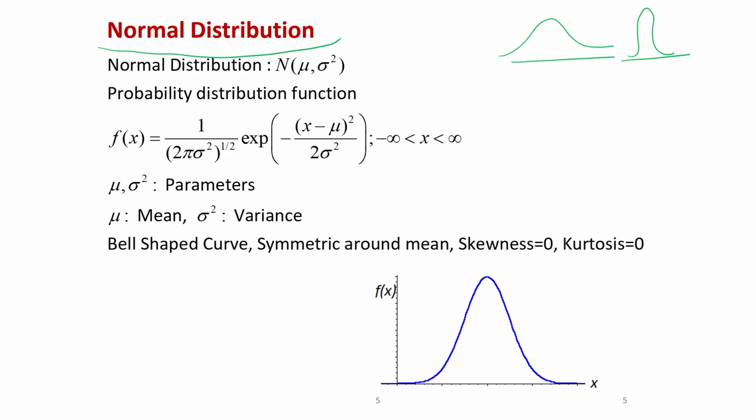Well, you are aware of this normal probability density function. It is denoted as normal(mu, sigma square), where mu is the mean parameter and sigma square is the variance. The probability density function of this distribution is given by f(x) equal to 1 upon (2 pi sigma square) raised to the power 1 by 2, or say square root, times exponential of minus 1 upon 2 sigma square into (x minus mu) whole square, where x lies between minus infinity and plus infinity. Mu and sigma square are the parameters. Mu indicates the mean and sigma square indicates the variance.